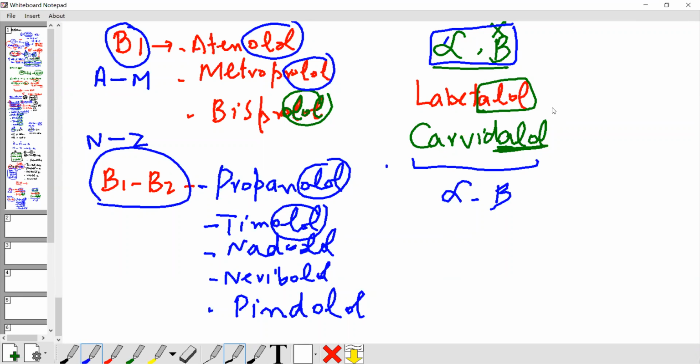The second one here, this one: alpha beta blocker combined. They also block alpha, and also block beta. So at their end, not OLOL, but ALOL, okay? Labetalol, carvedilol. Okay, done. Now we talk about the uses.